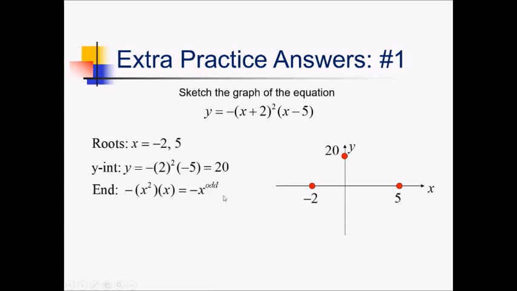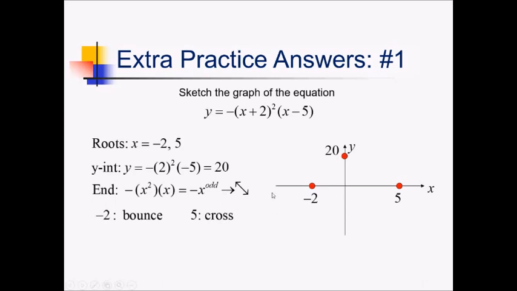That tells us that this is going to behave like a negative x, like a downward sloping line, so that we're starting above the x-axis and ending below the x-axis. Now for the root behavior, taking a look at the exponents on each factor, this -2 is a double root because we have a squared factor, so that means we're bouncing at -2. And then 5 comes from a single power factor. This is a first power here, so that means we're crossing through x equals 5.